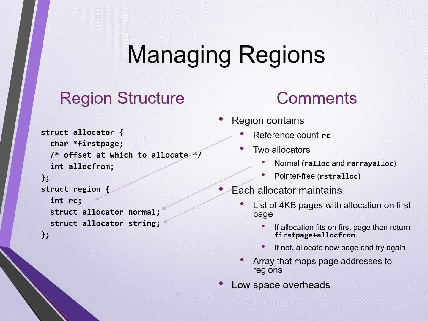Functions r_alloc and r_array_alloc must call the cleanup function to clear the rest of the allocated memory. Function r_array_alloc must also save the size of the array. The allocators maintain an array that maps page addresses, their memory addresses, to regions. Space overheads are low: 8 bytes per page for the map of pages to regions, and also the list of allocated pages.